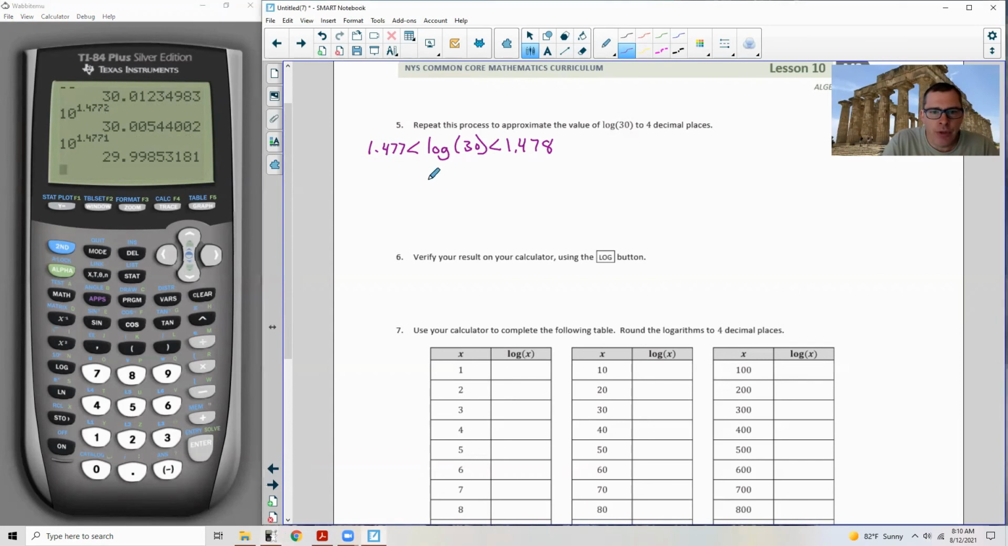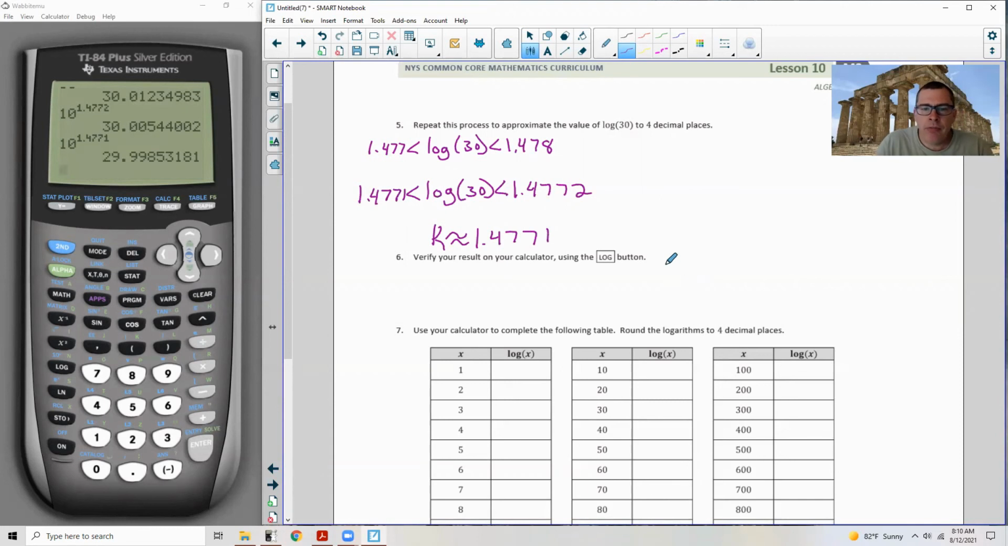So now I can conclude that the log of 30 is greater than 1.4771, but less than 1.4772. So therefore, in this case, that would be log base 10 of 30 equals k, then our k approximation would be 1.4771.